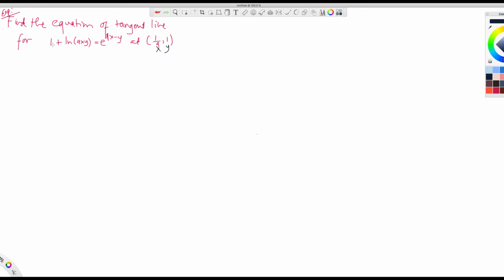So the equation of the tangent line will be in the form y minus y1 equals m times x minus x1, right? That's the equation of the tangent line. But what is m? m is f prime of x. That is the same as y prime, right? But you need to find m at a particular value of x and y. Okay, so let's do that. Let us find the derivative here. Differentiate on both sides with respect to x.